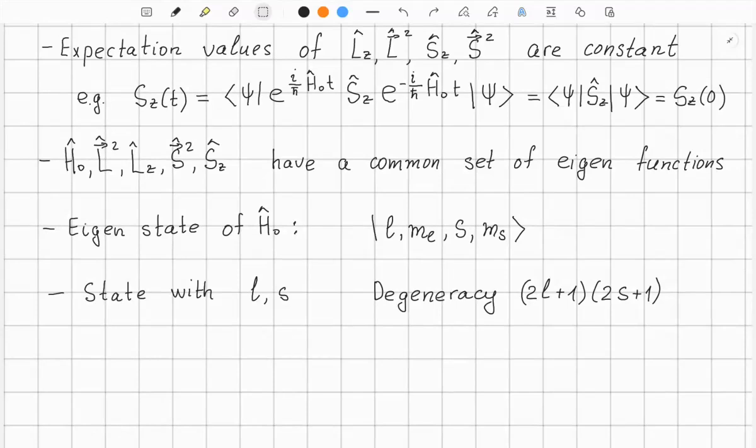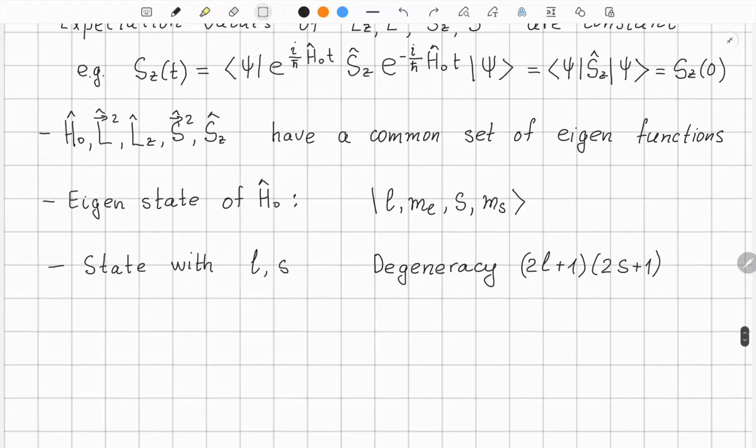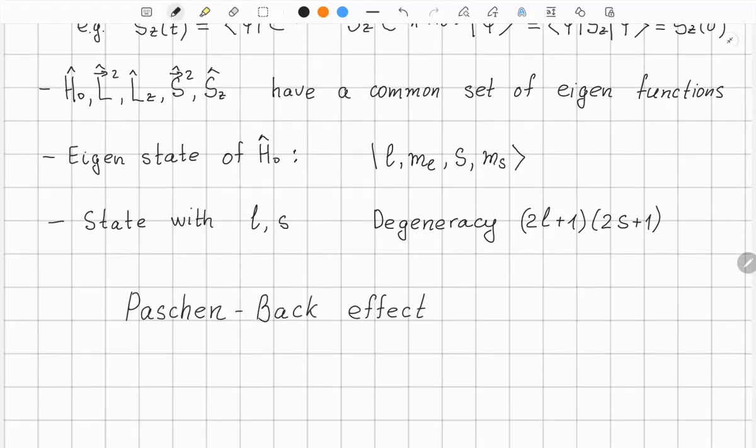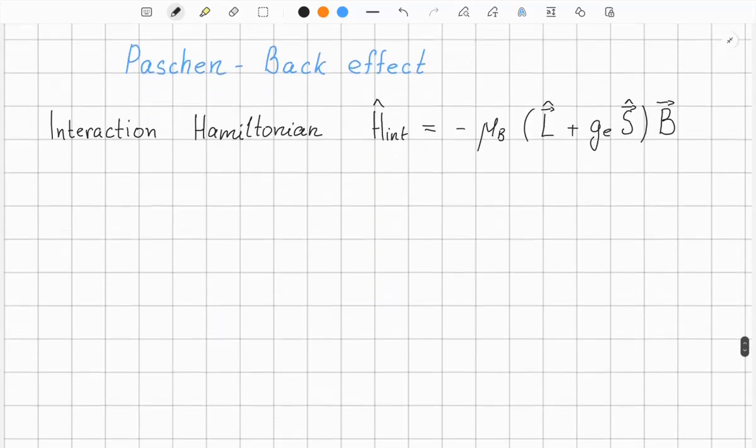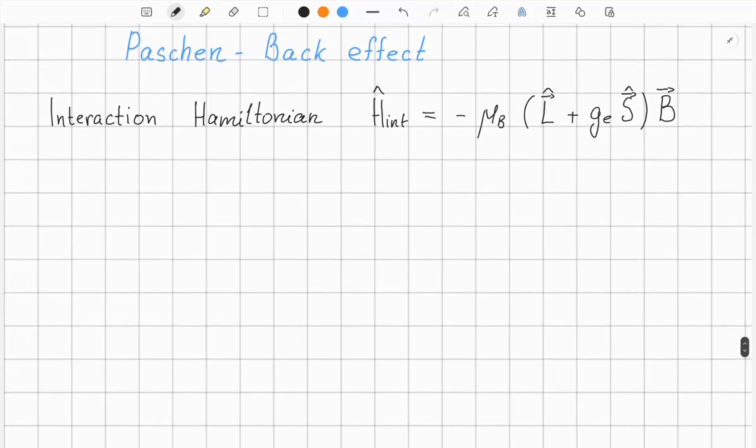Having discussed the characteristics of atomic quantum states, we can now proceed to the explanation of the Paschen-Back effect. Let me first recall the interaction Hamiltonian, which describes the coupling between the electron's magnetic moment and external magnetic field, as mentioned earlier. In this context, we assume that the atom is placed in a very strong magnetic field, so strong that magnetic interaction dominates over the spin-orbit interaction. In practical terms, this means a magnetic field is significantly stronger than 10 Tesla.